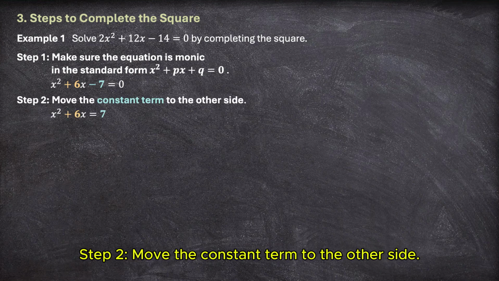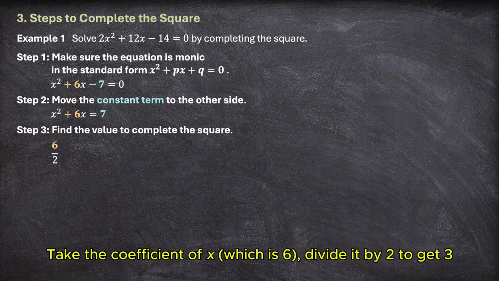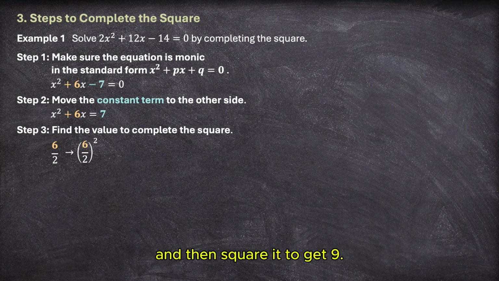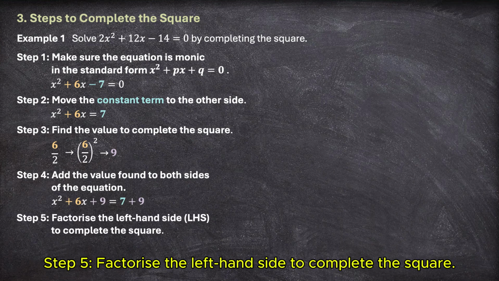Step 2. Move the constant term to the other side. Step 3. Find the value to complete the square. Take the coefficient of x, which is 6, divide it by 2 to get 3. And then square it to get 9. Step 4. Add the value found to both sides of the equation. Step 5. Factorize the left-hand side to complete the square.